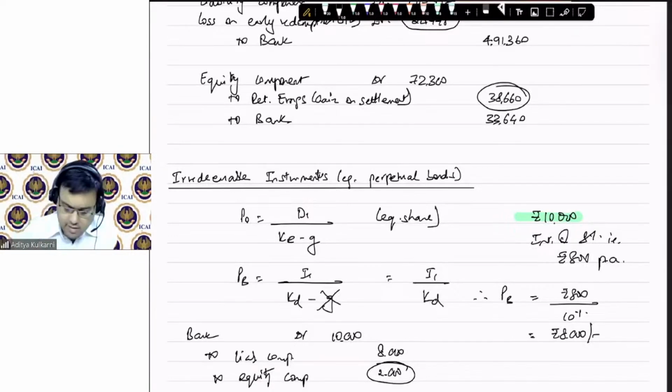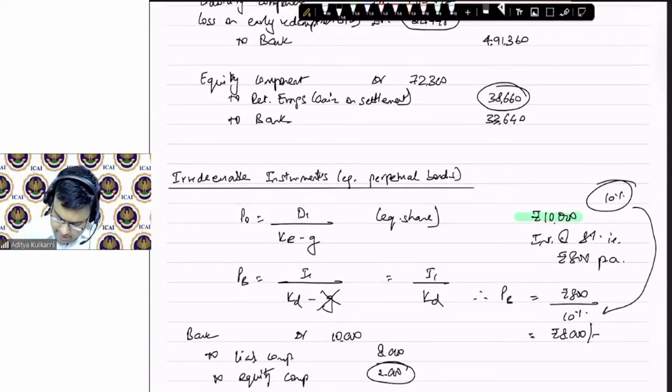And suppose this instrument, an instrument without a perpetuity feature, has a market rate of 10%. Okay, that is how we have taken this 10%. This is the market rate. So market rate of an instrument without a perpetuity feature is 10%. You are paying a coupon of 8%.